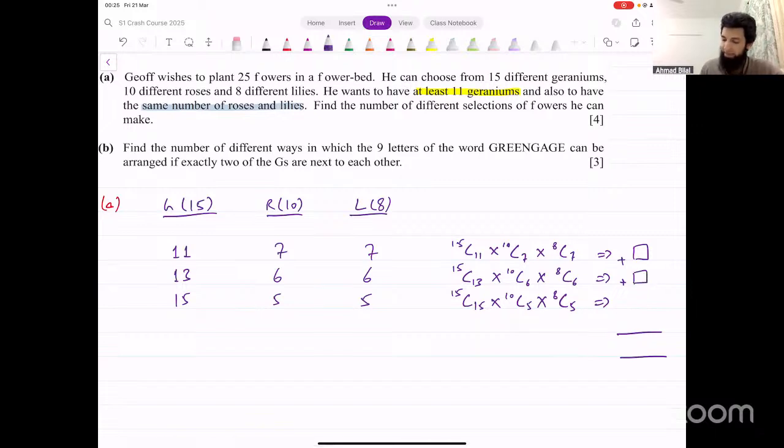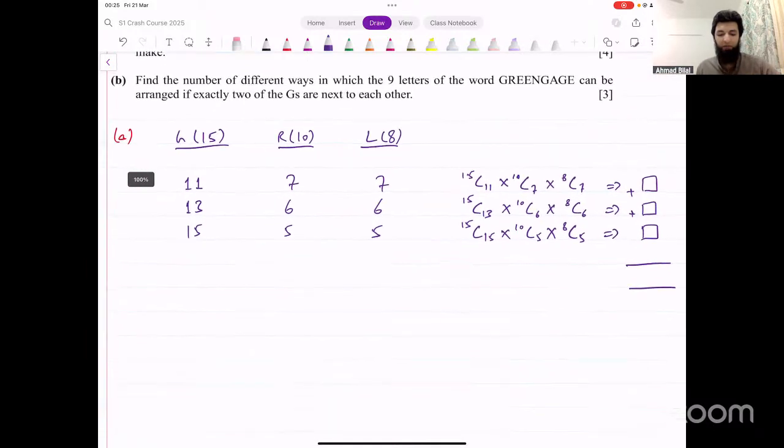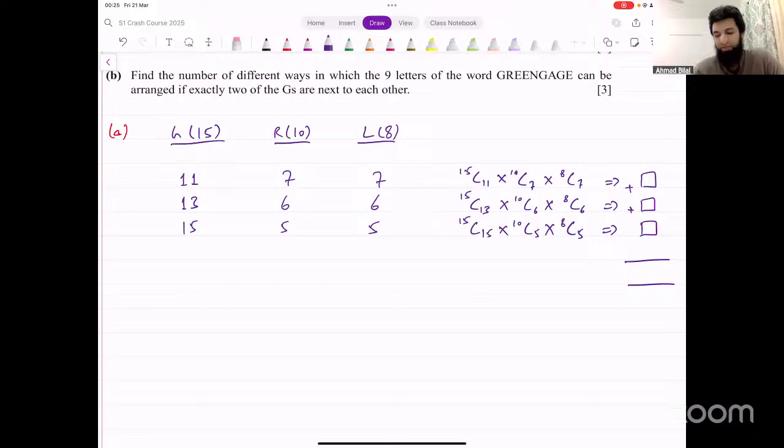Now, the second one is what I wanted to specifically discuss, the second part. Find the number of different ways in which the 9 letters of the word GREEN GAUGE can be arranged if exactly 2 of the G's are next to each other. So we want exactly 2 G's next to each other. How do we do that? We know how to have all G's next to each other. We know how to separate all the G's. But what about having exactly 2 G's next to each other? How do we do this now?